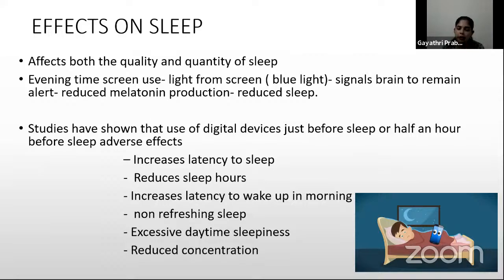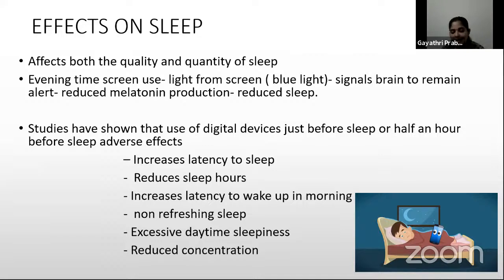So when we use a lot of screen at night just before we sleep, our brain is not able to relax and calm down itself and induce sleep. We basically become more and more alert. So that is why this affects the quality and the quantity of sleep that we get. Typically, there have been tests which indicate that if we are using any kind of screen just half an hour before we sleep, it can have adverse effects on our sleep pattern.